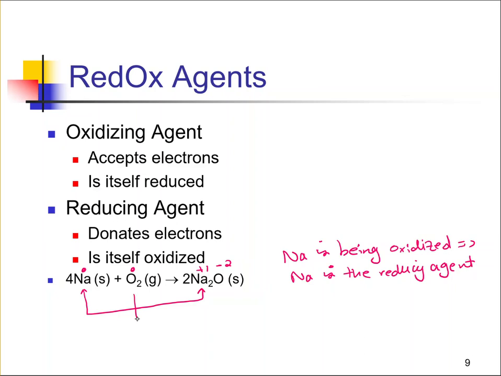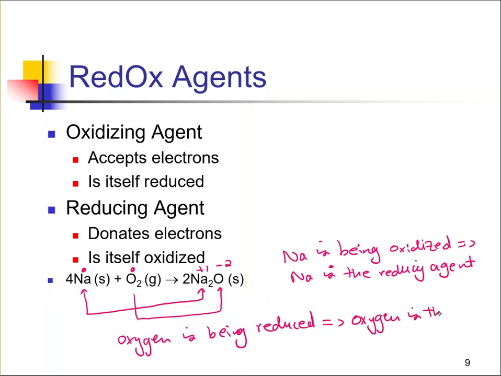On the other hand, oxygen is going from 0 to a negative 2. So oxygen is being reduced. How? By the electron that was released from sodium. Since oxygen is being reduced, it means that oxygen is the oxidizing agent.